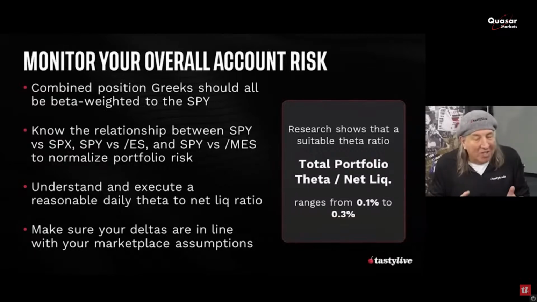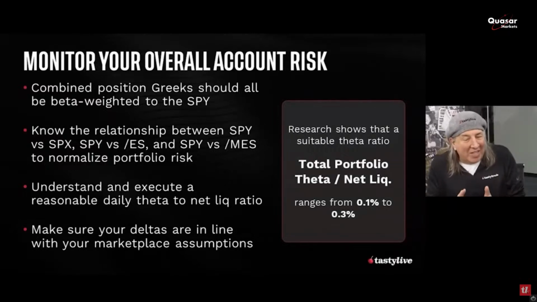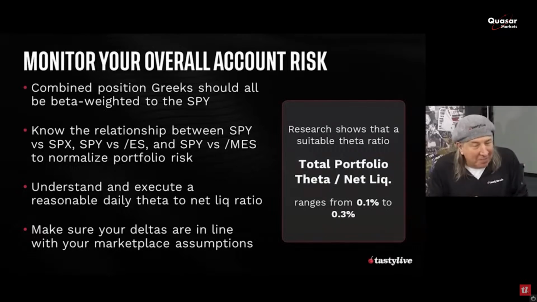What is a reasonable number? Well, it's hard to tell based on different account sizes, but what we've come up with in all our modeling is that the total portfolio theta, relative to net liq, should be 1/10 to 1/3 of 1%, or 10 to 30 basis points of your net liq. Okay, so if your net liq, for example, is $100,000, and you have $1,000 of daily decay, you have way too big a position. But if you have $200 of daily decay on a $100,000 position, you're right dead smack in the middle of where we think you should be.